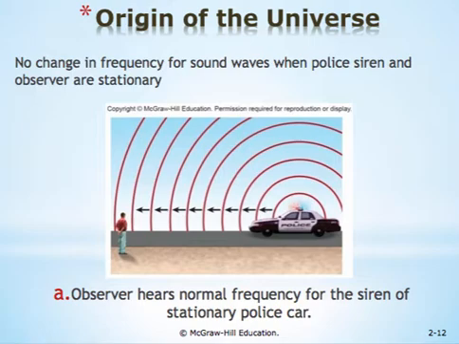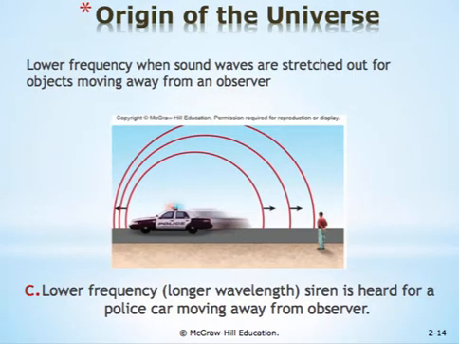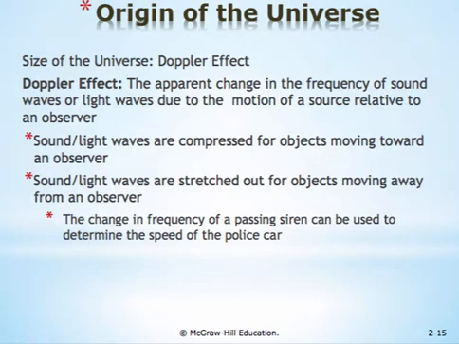This is called normal frequency. Higher frequency occurs when sound waves are compressed for objects moving toward an observer. The observer hears the higher frequency, or the shorter wavelength, siren for an approaching police car. The lower frequency occurs when the sound waves are stretched out for objects moving away from the observer. The lower frequency, or the longer wavelength, siren is heard for a police car moving away from the observer. This is the Doppler effect: the apparent change in the frequency of sound waves or light waves due to the motion of a source relative to the observer.